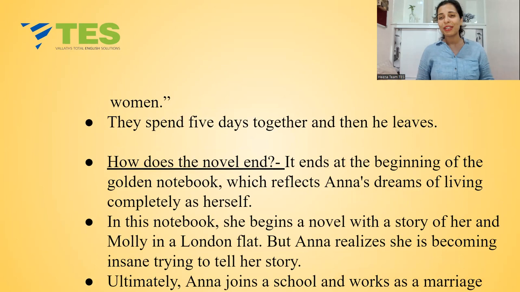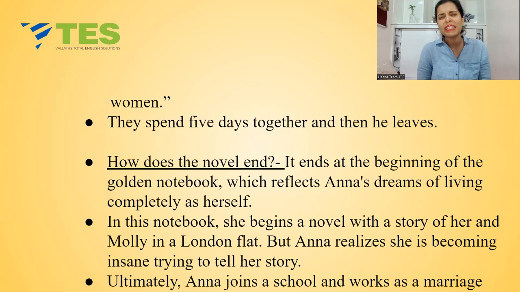It ends at the beginning of the golden notebook. Remember, I told you in the blue notebook, the diary, that she got a golden notebook. So now, how is the novel ending? At the beginning of the golden notebook, Anna starts writing in the golden notebook. This golden notebook reflects Anna's dreams of living a complete life by herself. And in this golden notebook, she begins a novel with a story of her and Molly in a London flat. But Anna realizes that she is becoming insane trying to tell her story.